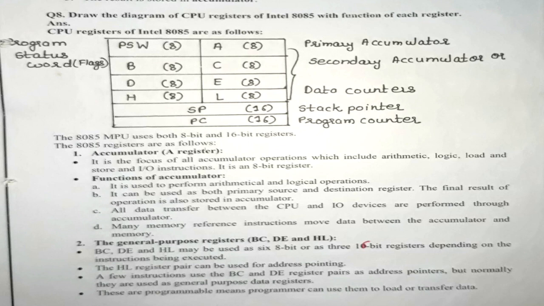A few instructions use the BC and DE register pairs as address pointers, but normally they are used as general purpose data registers. These are programmable, meaning the programmer can load data into or transfer data from these registers. We have instructions with the help of which we can store data inside these registers, as well as retrieve data from them.